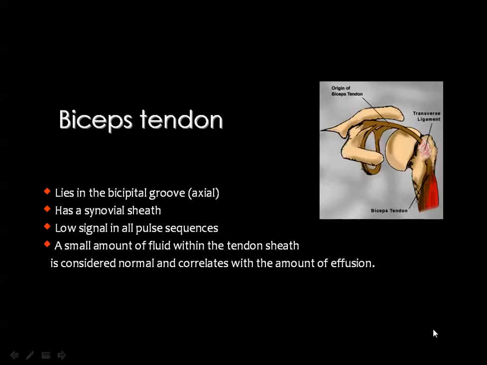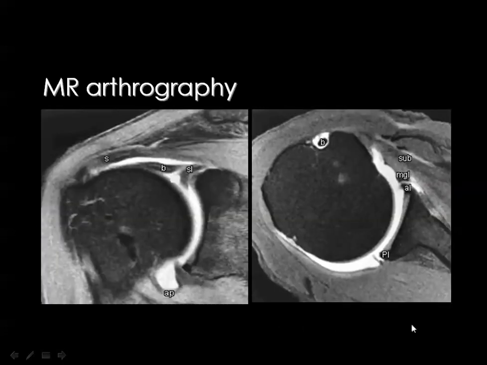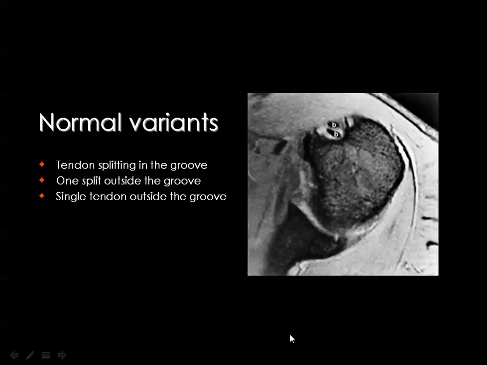The biceps tendon is evaluated mainly in the groove and in the axial images for any abnormalities. If you want to see the full course, then you should have an MR arthrogram. You will see the tendon passing through the bicipital groove, crossing above the head of the humerus to insert at the base of the superior labrum. In the axial images, you see the groove, which is located between the lesser tuberosity and the greater tuberosity. Then you can see the biceps tendon.